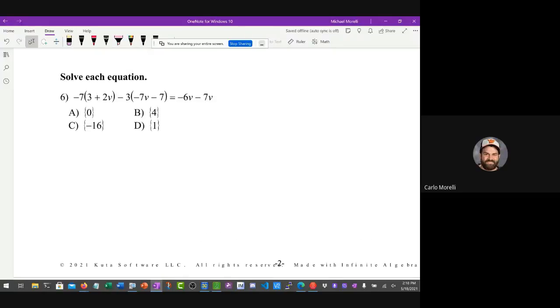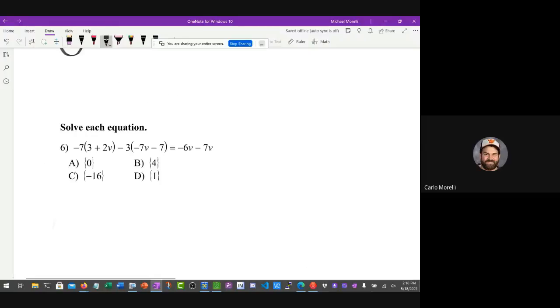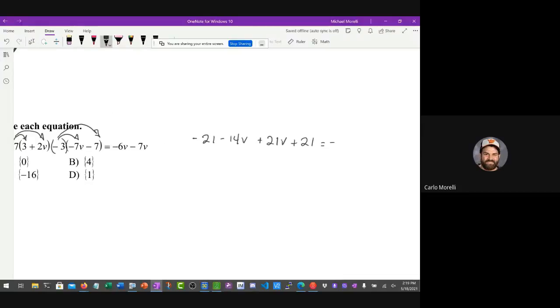Solve each equation. So this is a single variable equation. It's just long, okay? What we're going to do first is distribute the negative 7 and distribute the negative 3. And that's where we'll start. So I'm going to write negative 21 minus 14v. And then negative 3 times negative 7v, that's going to be plus 21v. Negative 3 times negative 7 is also plus 21. And I still got to write the right side equals negative 6v minus 7v.